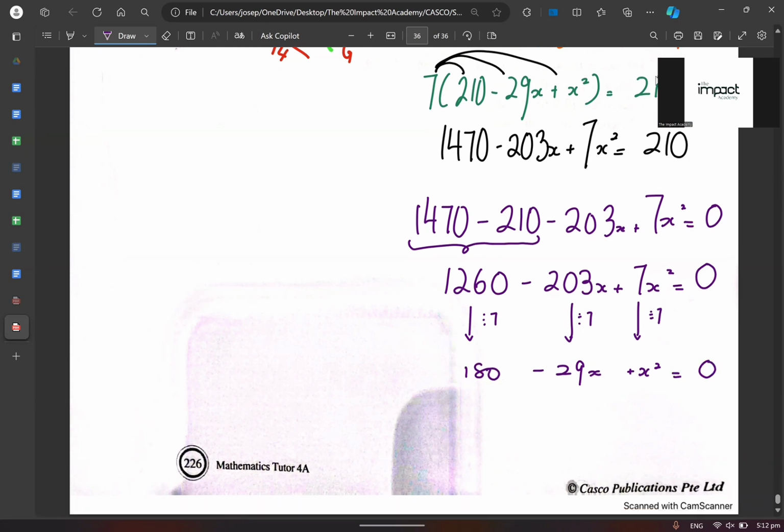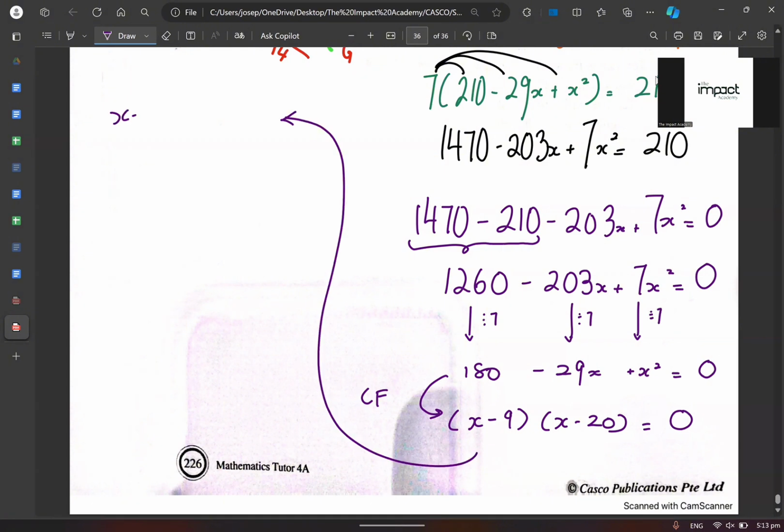Am I making sense? Your job now really is to find the value of x. 20 and 9, very good. x minus 9, x minus 20. From here to here, you have to do something called CF. CF stands for cross factorization. Agree or disagree?